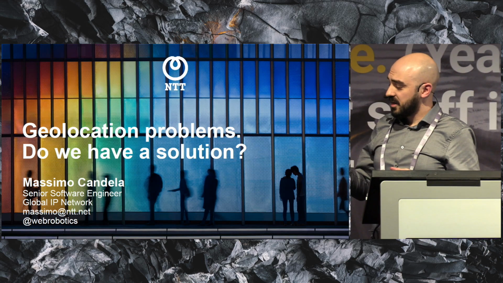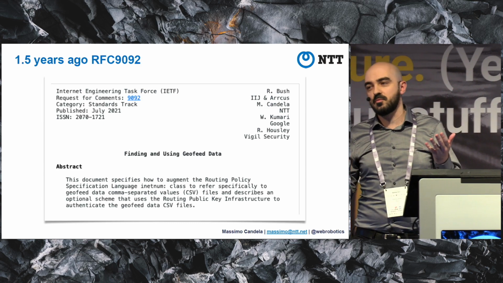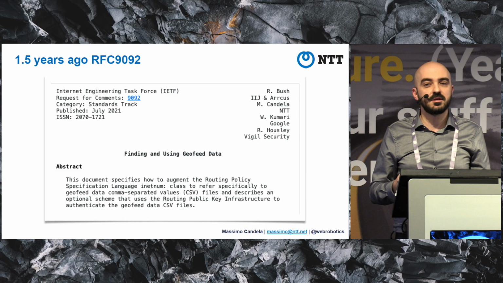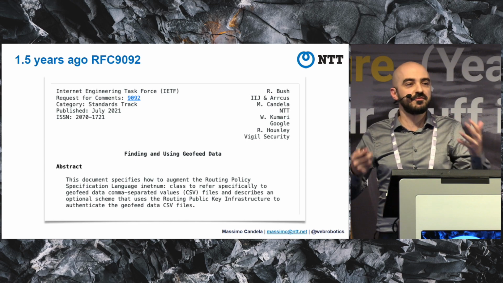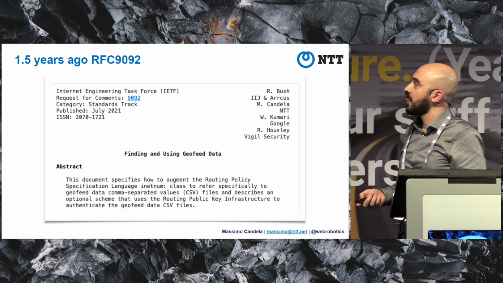So why do I say it's a status update? Because 1.5 years ago, together with a bunch of smart folks from the community, we managed to publish RFC 1992. For now, it doesn't matter what this RFC does. We will see it in a bit. But the reason for this presentation is that whatever technical solution you develop, whatever RFC, whatever standard, is only as good as the number of people that actually use it. And this is what we will see today.